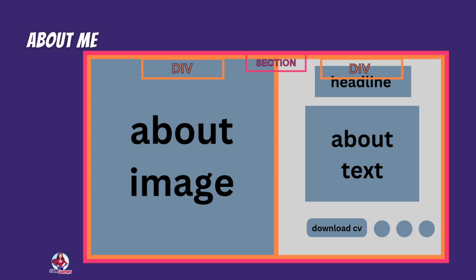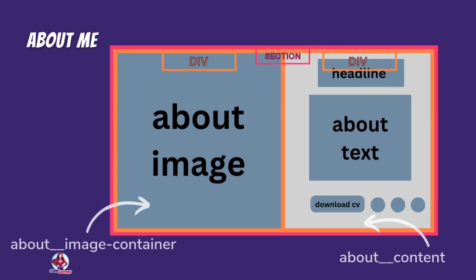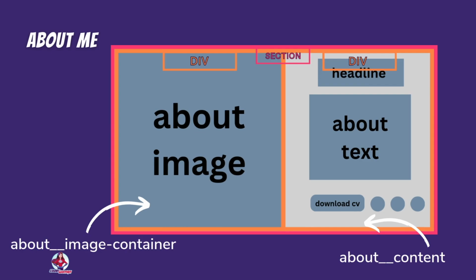Please take a look at my sketch on the slide. The main thing is a section. We will break the content into two parts. We'll create two divs for that. One will have the class About Image Container and the other About Content. We will also change the background color of the whole section and make the two parts sit next to each other using the display property with the value flex.